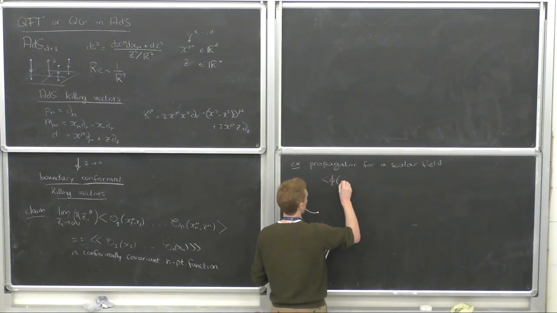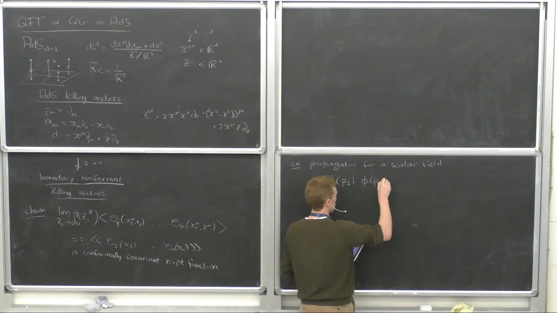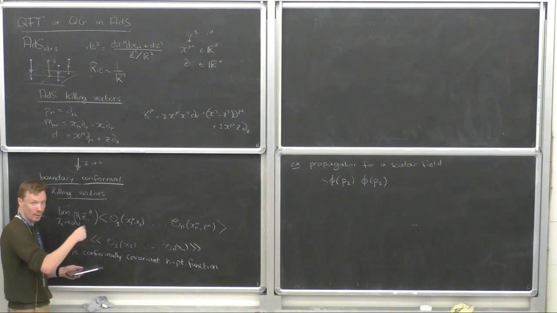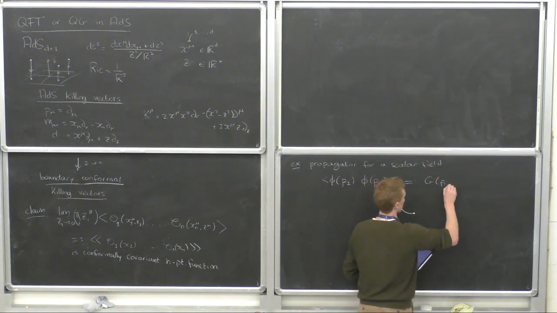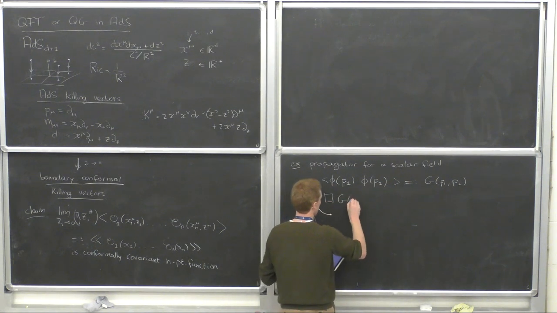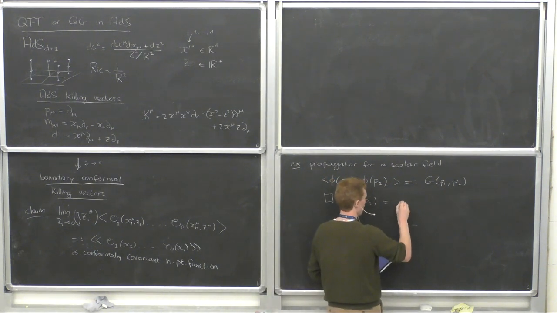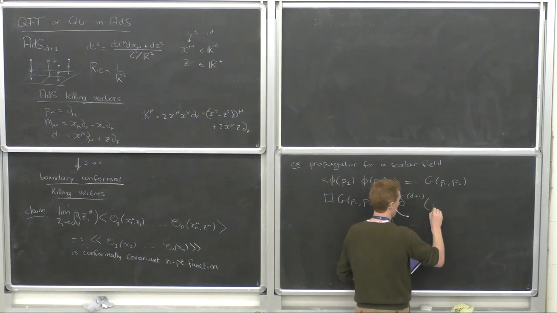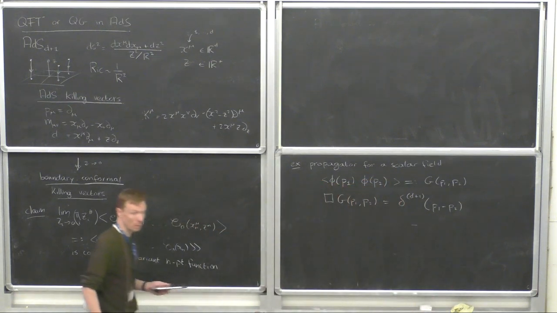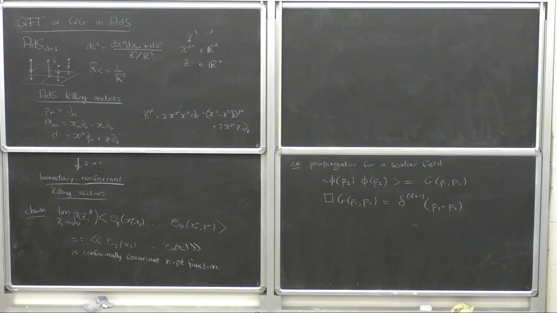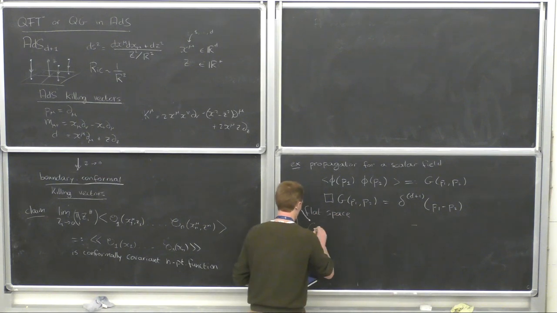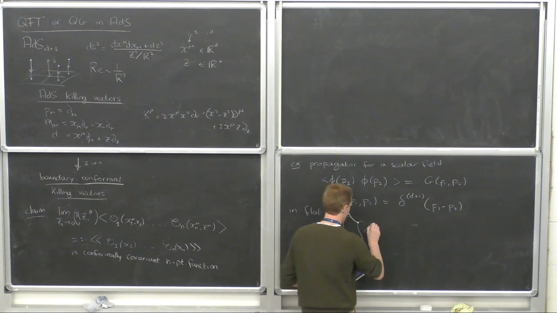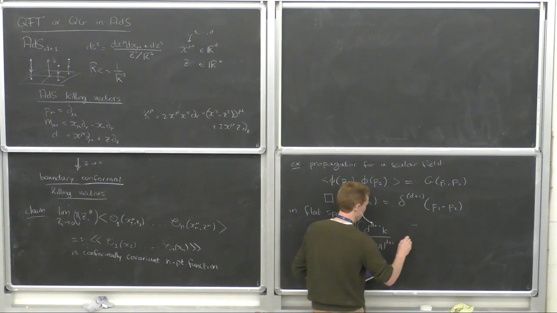Let me denote the insertion points as p1 and p2, because otherwise I would have to write x and z, or sometimes x, depending on whether I'm looking in flat space or not. So I'll just denote it like this. And of course, g of p1, p2 is basically, maybe up to some factor, a solution of this inhomogeneous massless Klein-Gordon equation. Let me remind you that in flat space, g of p1, p2 is of course just the Klein-Gordon propagator, right?